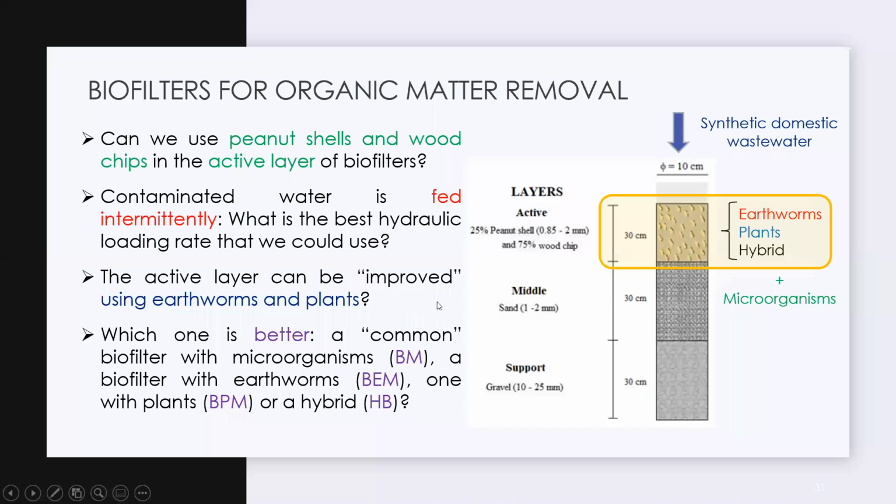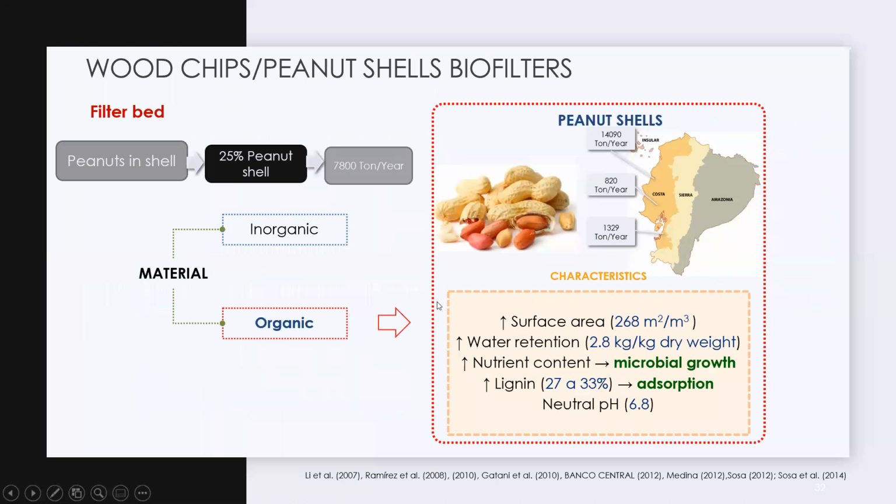That was the idea. So regarding peanut shells, well, peanut shells are a byproduct of peanuts. That is an industry that is relatively interesting here in Ecuador. You have a large amount of tons, something like 14,000 tons per year produced just in the coastal region. And you can have a relatively good amount of these byproducts, these peanut shells, that are the ones that you can see here. For instance, you will eat the peanut, you will get the peanut shell as a byproduct.